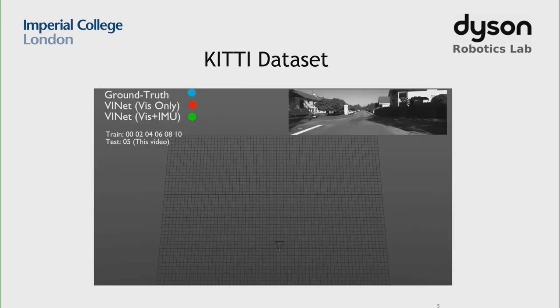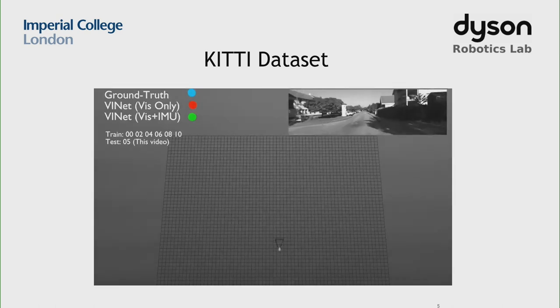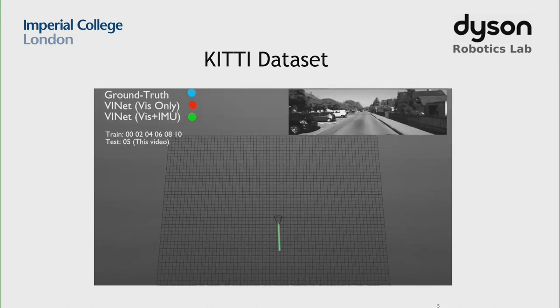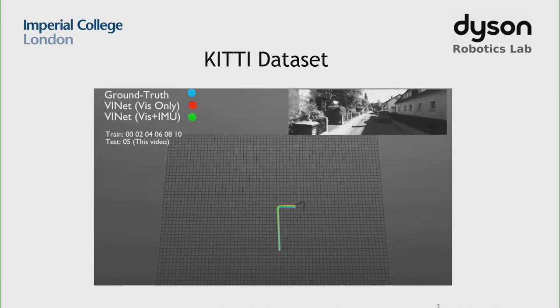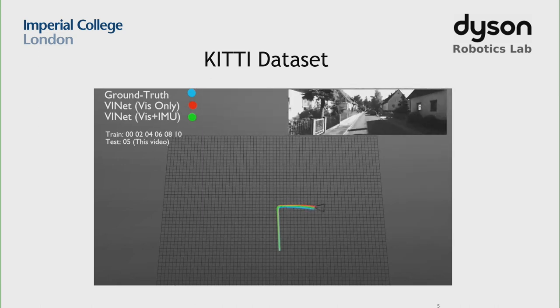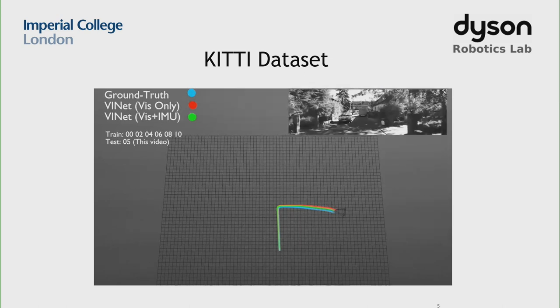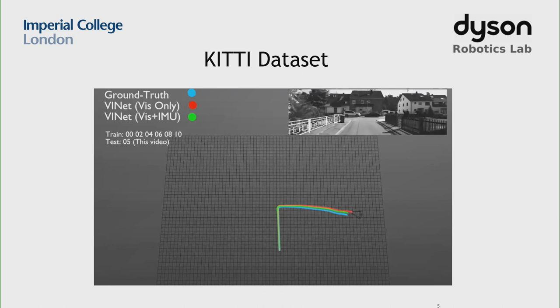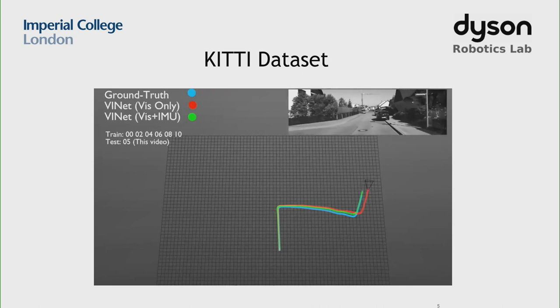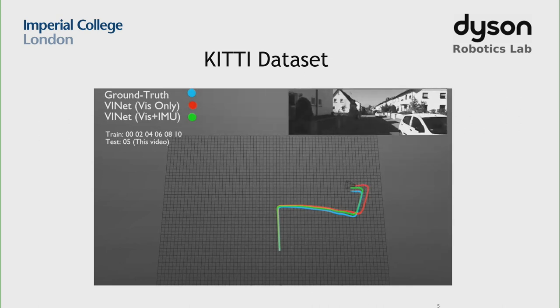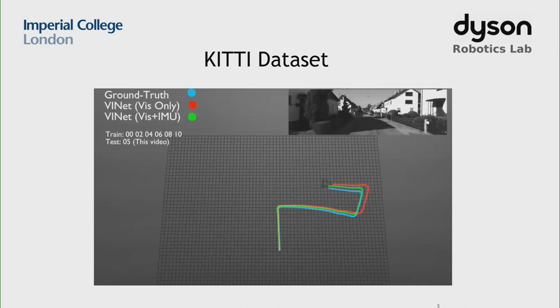Okay, so these are just some results which we got with this learned approach. This is an autonomous driving example on the KITTI dataset. Here you can see the estimated motion of the car as it traverses these streets. The blue line is the ground truth estimate of the motion or the position, which is obtained from a GPS. And the red one is the vision-only estimate from our network, so that's if we drop the entire IMU part.